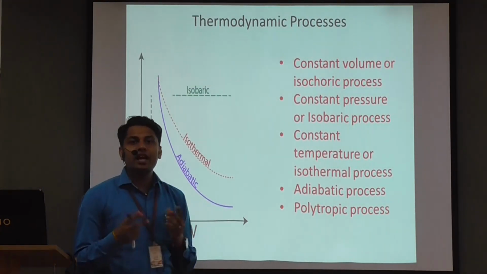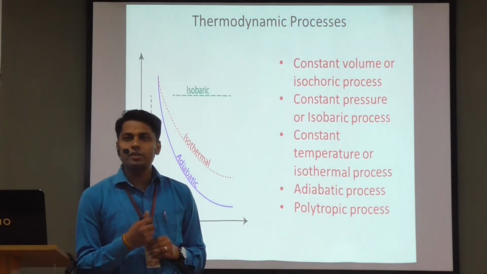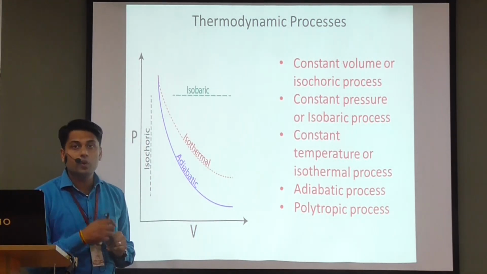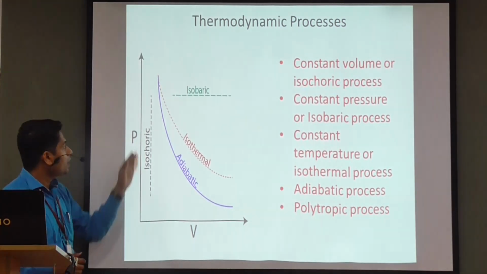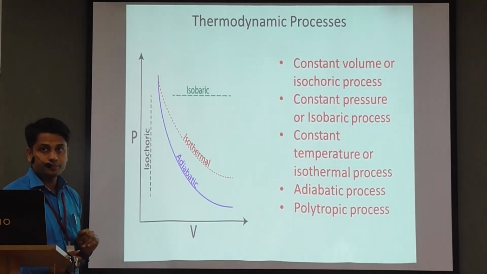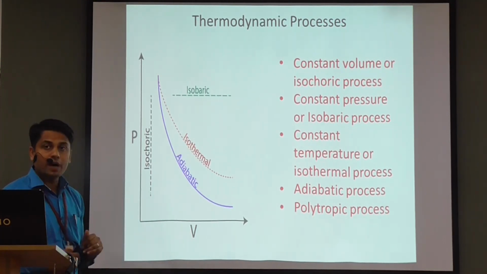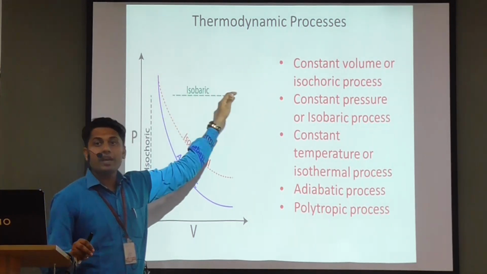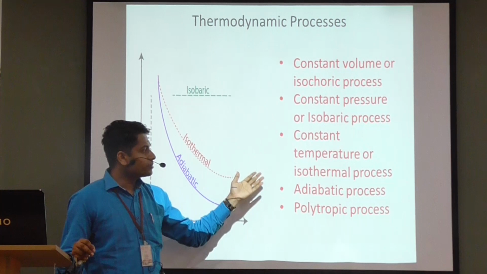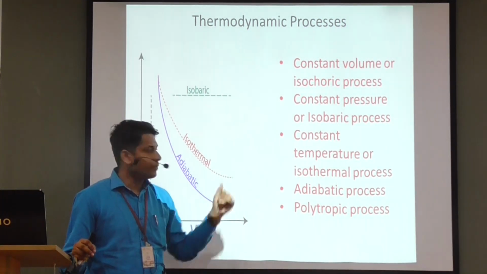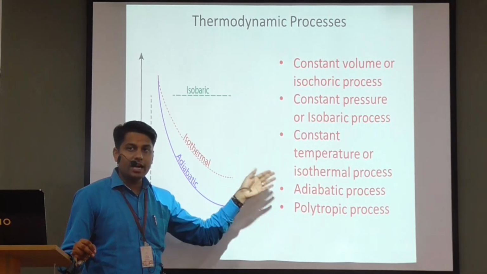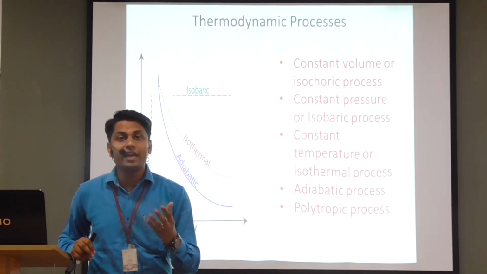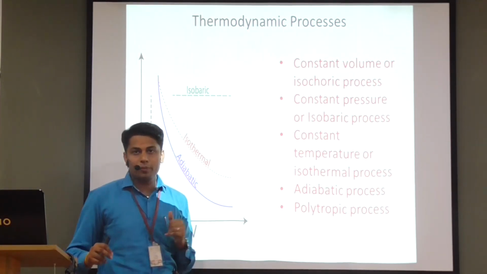Now coming to the various thermodynamic processes. The first one is the isochoric process or the constant volume process, which is represented by a vertical line in a PV diagram. And the next one is the isobaric process or a constant pressure process. It is represented by a horizontal line in a PV diagram. Then comes the isothermal process where temperature remains constant. Then the reversible adiabatic process, which is also called an isentropic process where entropy or S remains constant. And the last one is the polytropic process.